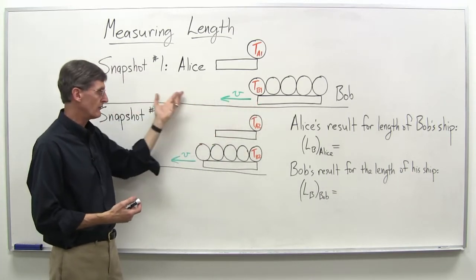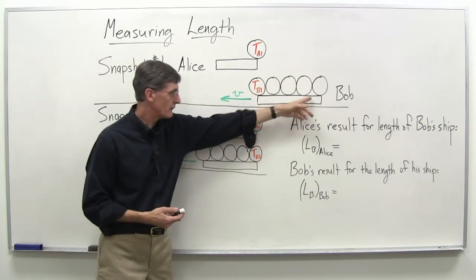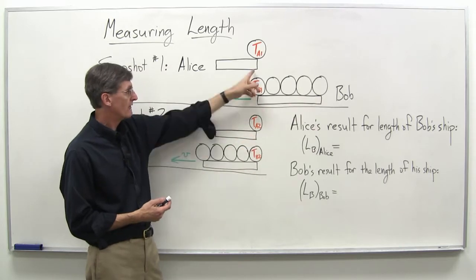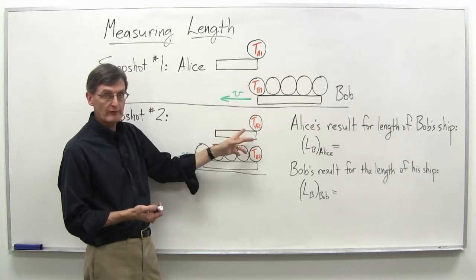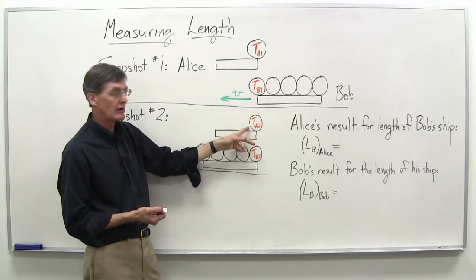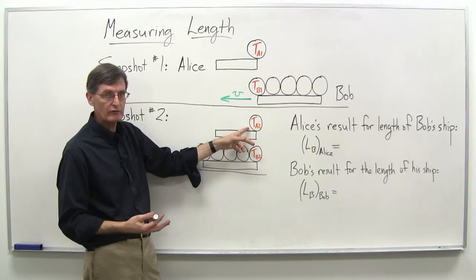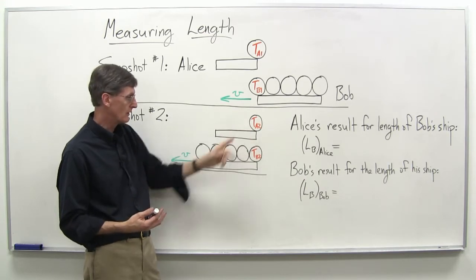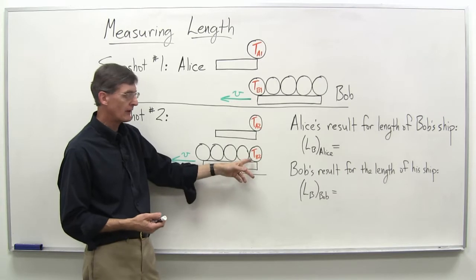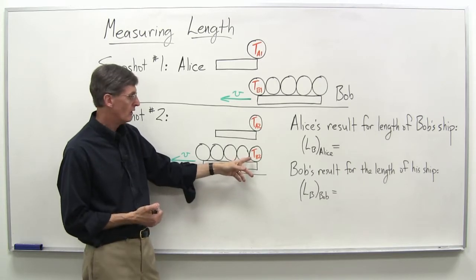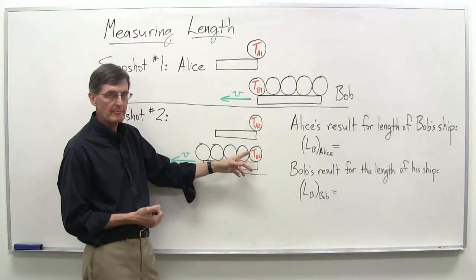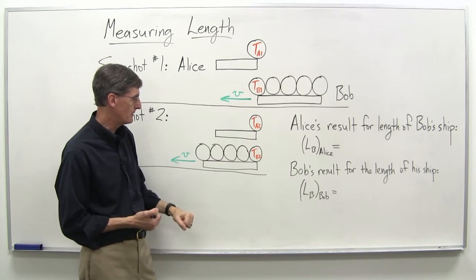Bob's spaceship travels on. And when the end of Bob's spaceship reaches that point, another photograph will be taken. By that time, Alice's clock will be at T sub A2, her clock at time 2, and Bob's clock will have some TB2 on it as well, time TB2.